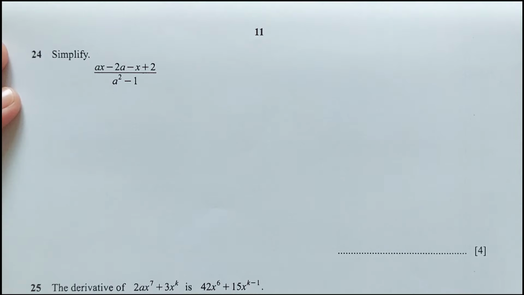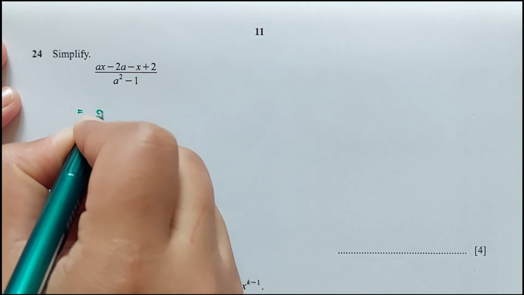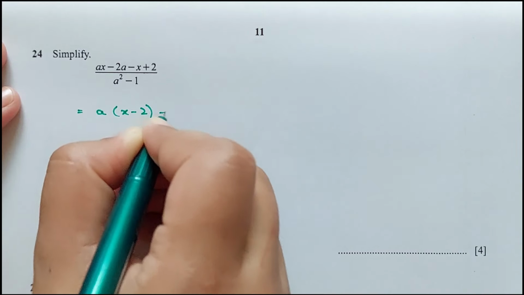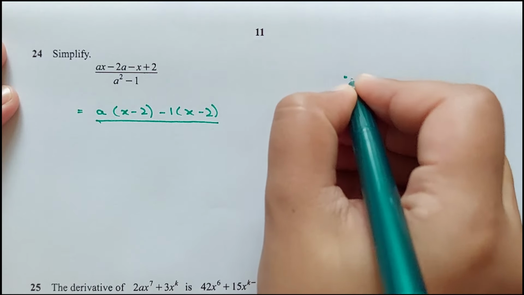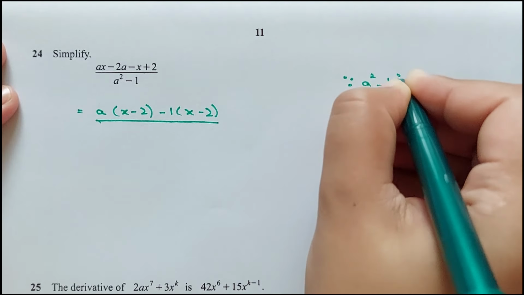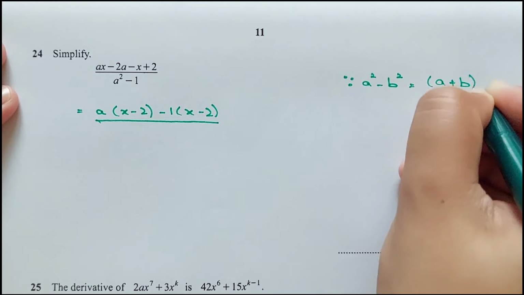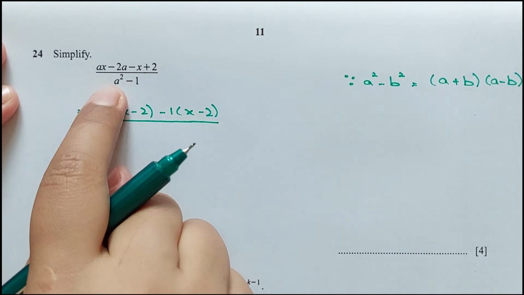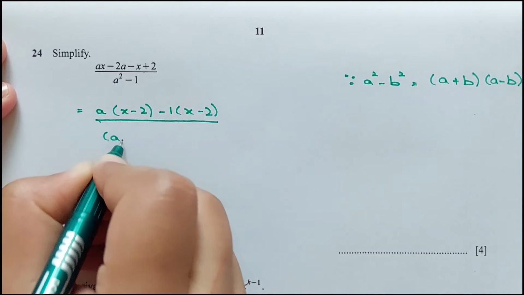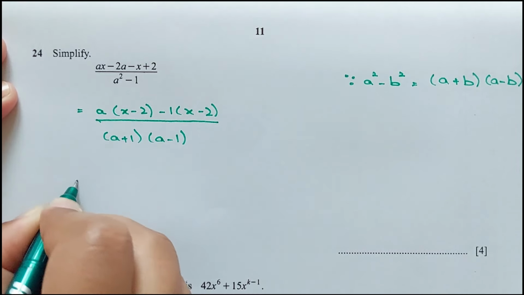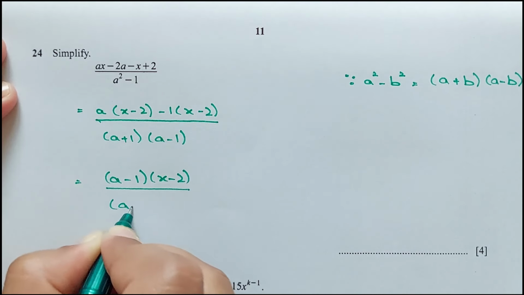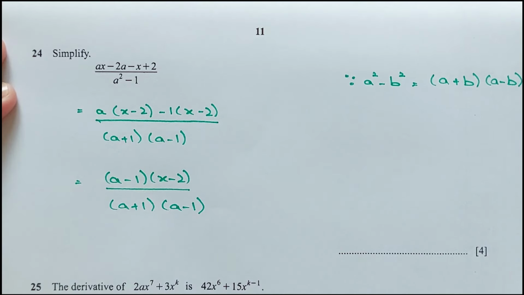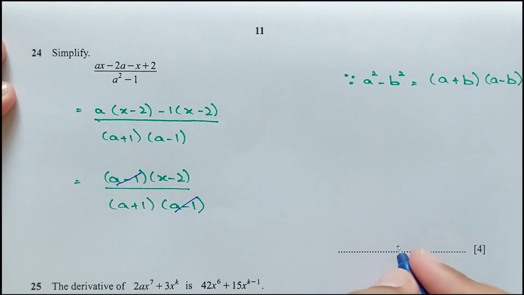Question number 24, we have to simplify. So let me take a common factor from the numerator. x minus 2 is left and negative 1 is common. In the denominator, again using the difference of squares formula, a squared minus b squared equals a plus b into a minus b, which is a squared minus 1 squared, so a plus 1 and a minus 1. For the simplification, a minus 1 is a factor in both. Cancel the like factors. The simplified answer is x minus 2 over a plus 1.